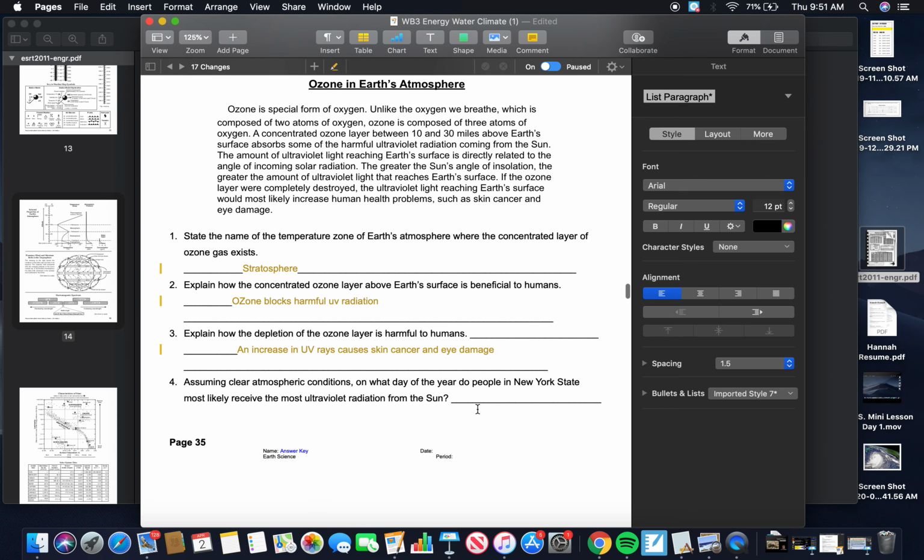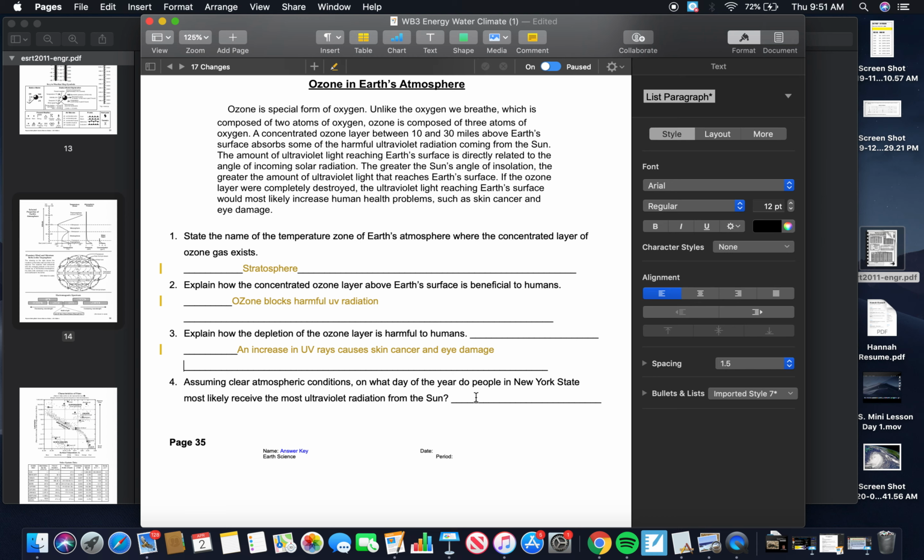All right, now question number 4. It says, assuming clear atmospheric conditions, on what day of the year do people in New York State most likely receive the most ultraviolet radiation? So you want to ask yourself, what day of the year do we receive the most sun?